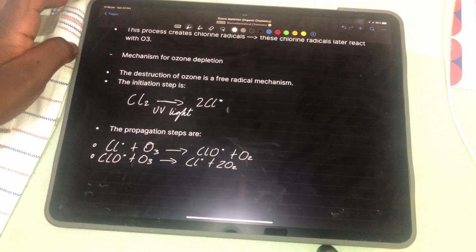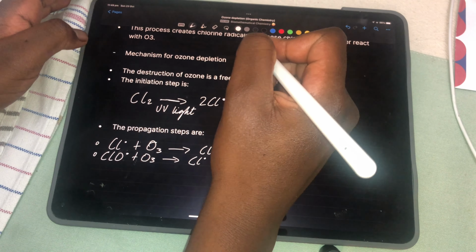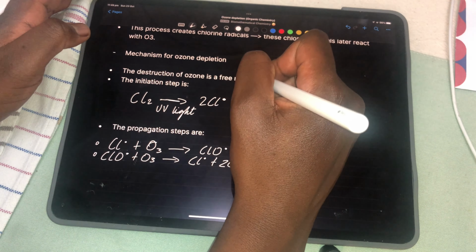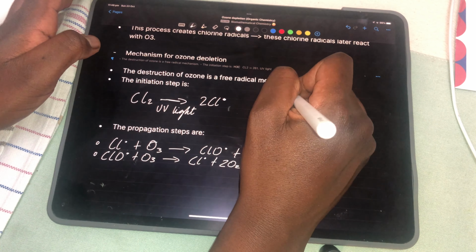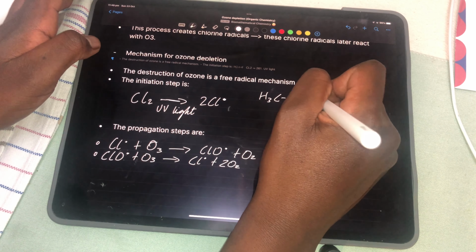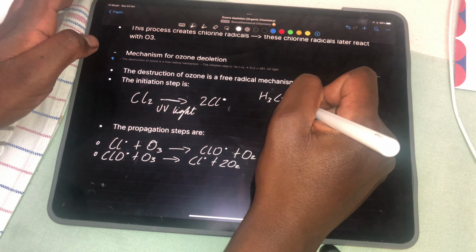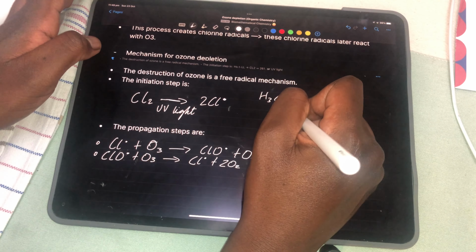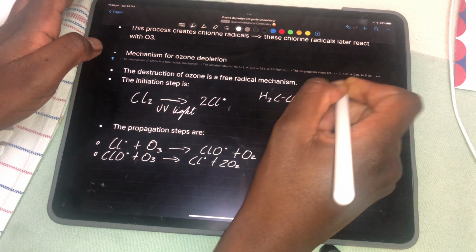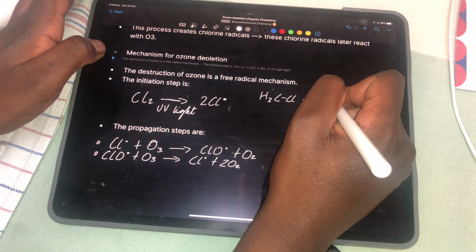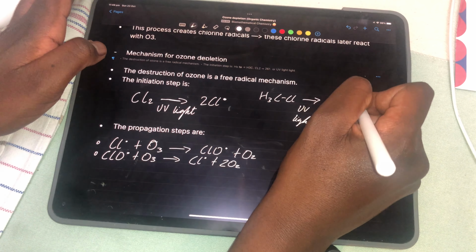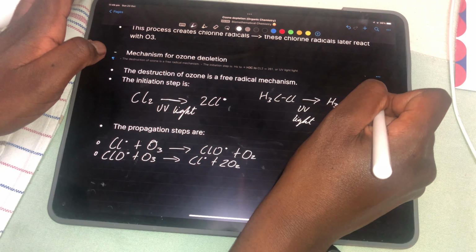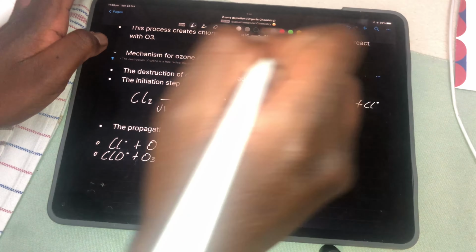If you go for an example, let's say chloromethane, right? In your initiation step, that would go to forming, through UV light, this radical here plus a Cl radical here.